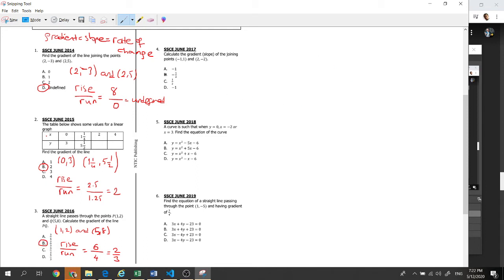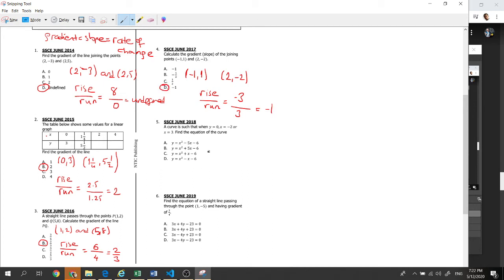The next question: calculate the gradient, the slope, of the line joining the points (-1, 1) and (2, -2). The same thing, rise over run. From 1 to -2, what's your rise? 3. But be careful, it is negative 3 because you reduce from 1 to -2. And the next one, from -1 to 2, your run is 3. Is that okay? Then your slope will be -1.